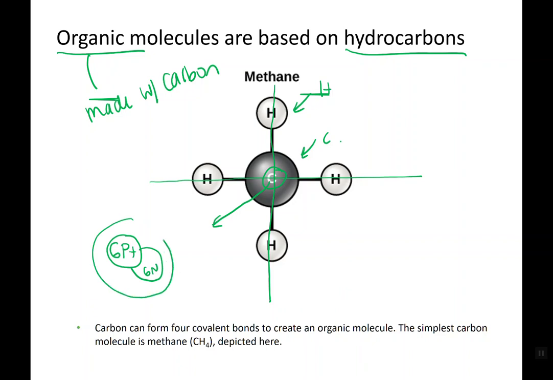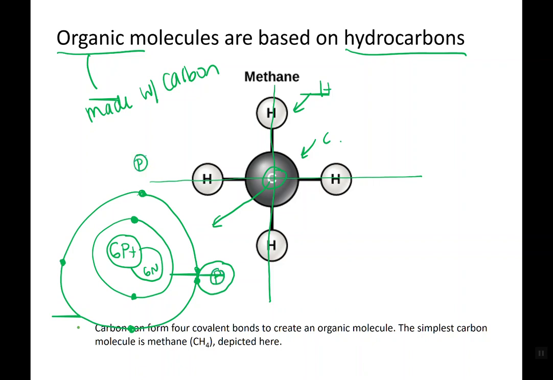And then in its inner shell, it's going to have a 1 and a 2 electrons, and now that shell is full. And in the outer shell, it's going to have 1, 2, 3, and a 4. So the shared electrons are going to be electrons that hydrogen contributes. So if we were to draw this methane out, there's a hydrogen. There's one. There's one. And let's put one down here. Perfect. All done. Okay, so organic molecules are based on hydrocarbons.